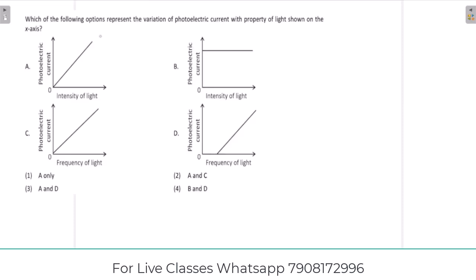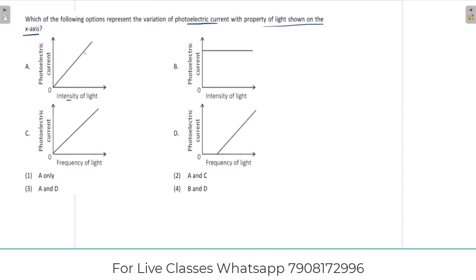Which of the following options represent the variation of photoelectric current with property of light shown on the x-axis? So option A gives the photoelectric current with intensity of light. Here the graph signifies that when the intensity of light increases, the current also increases.